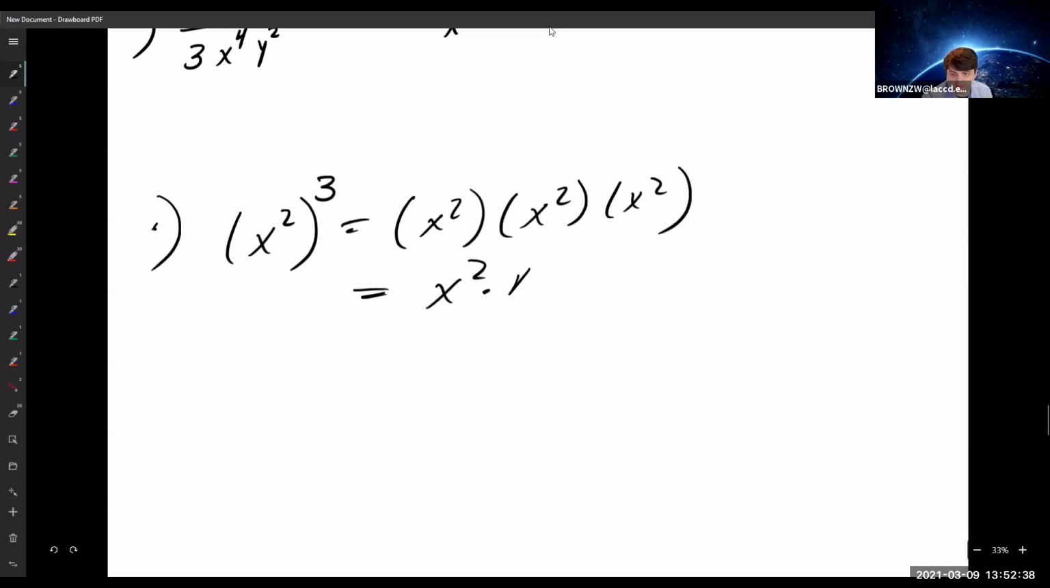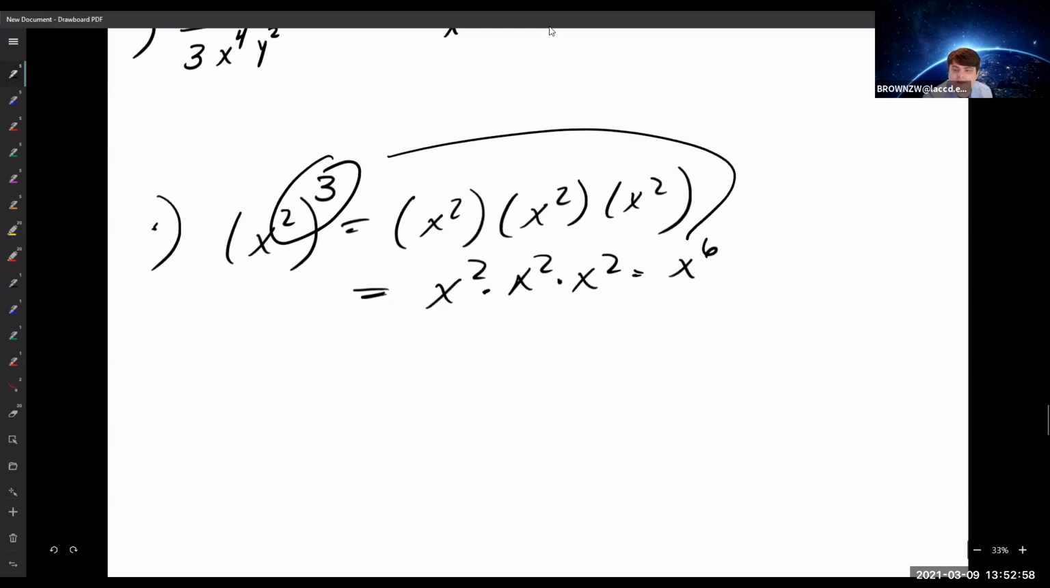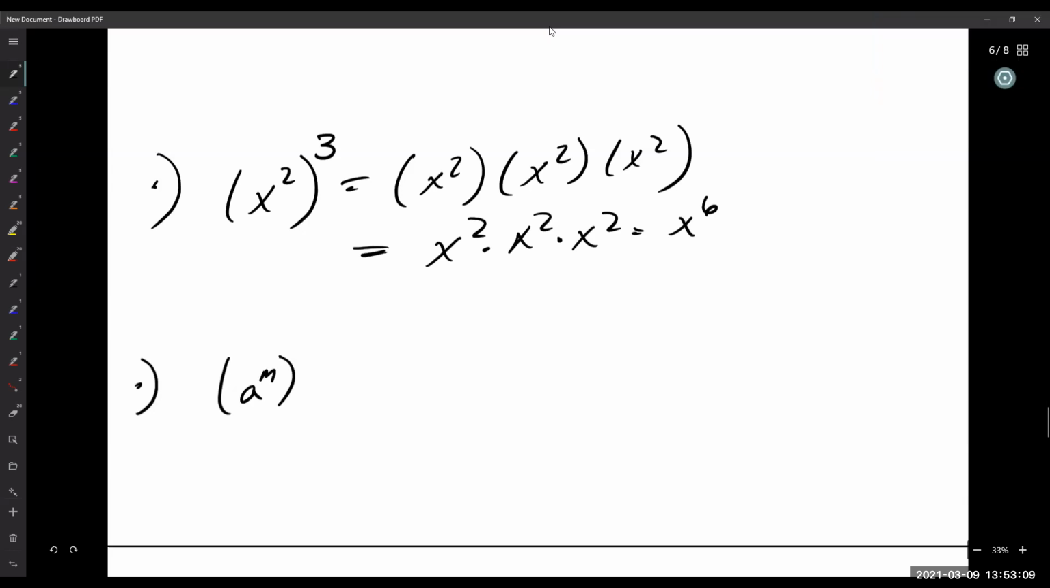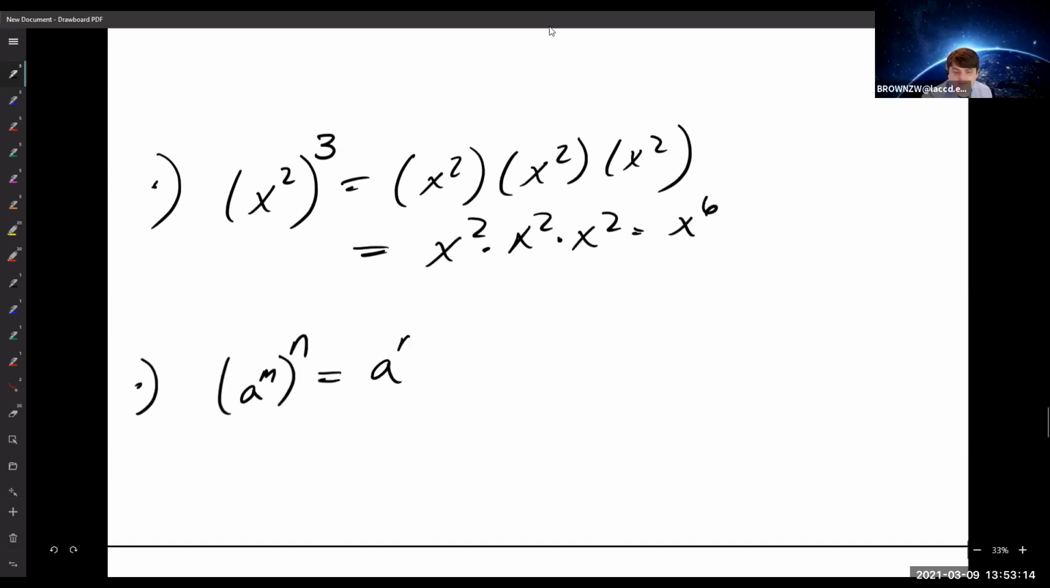So this would be x squared times x squared times x squared. So what happens is, well, multiplication means we add the powers together. So 2 plus 2 plus 2 would leave me with x to the 6th. So what we did here is we took 2 and 3 and got a 6 out of that. That's technically a multiplication operation, and it's going to be our last power rule, which is anytime you have a power raised to another power, the way you simplify that is you just multiply the 2 powers together.